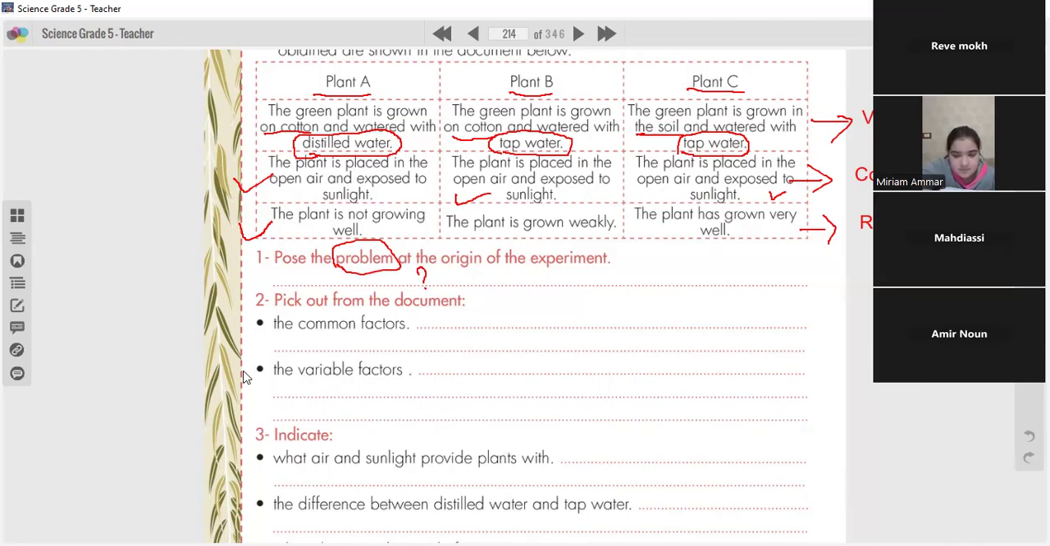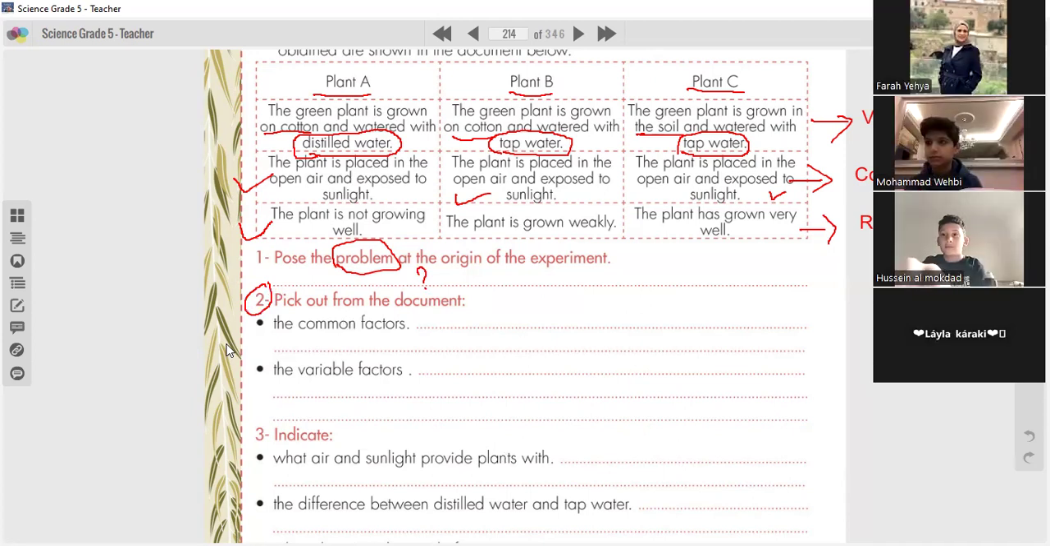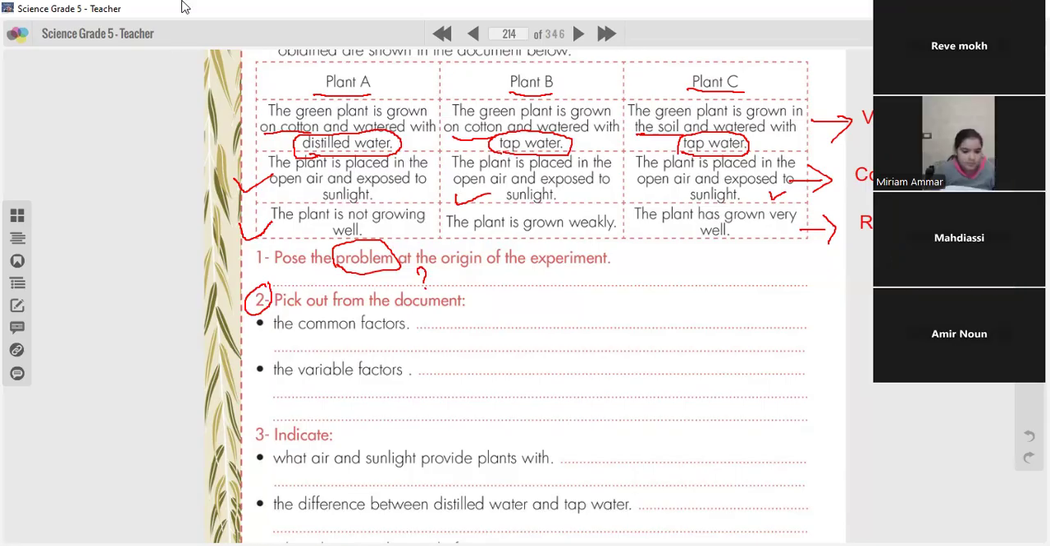Okay, let me ask Mahdi. Go ahead, Mahdi, number 2. One by one. Pick out from the document. What's the meaning of pick out, Mahdi? Take from the document.